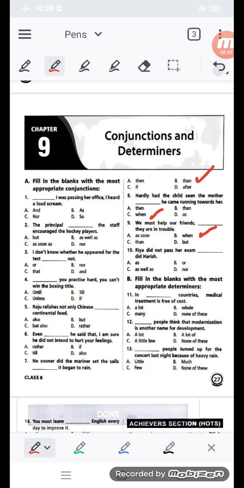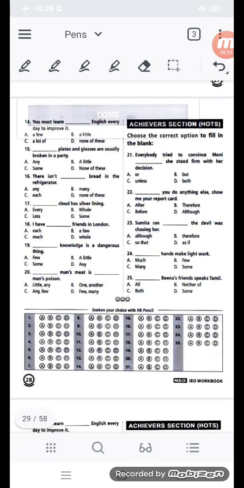Now I will go to the next page. Question number 14 you can see. You must learn dash English every day to improve it. Few, a few, a little, a lot of, none of this. B number, a little English. Little amount of English you should learn every day. Dash plates and glasses are usually broken in party. Any, a little, some, none of these.